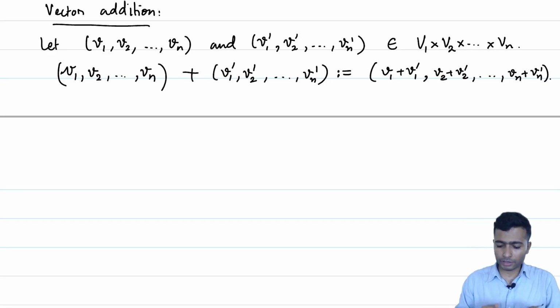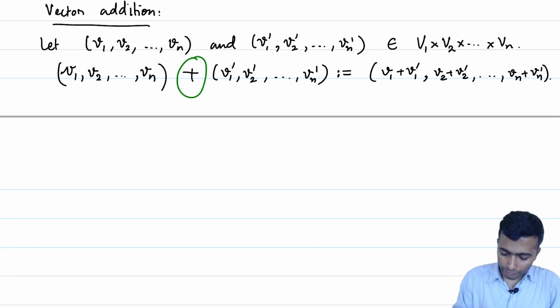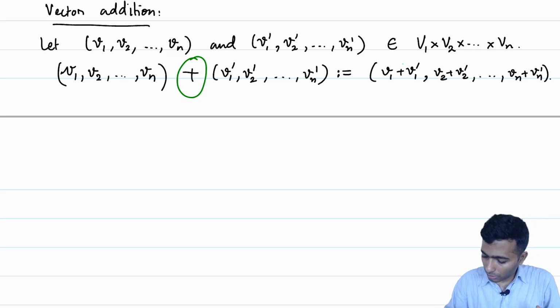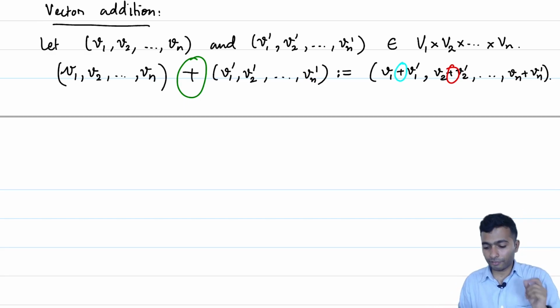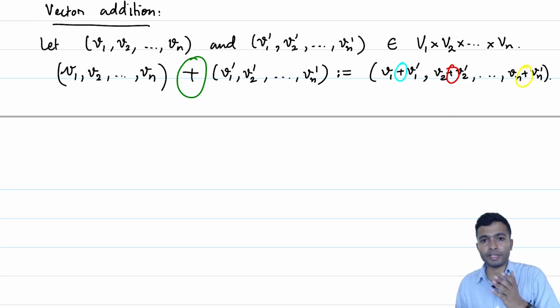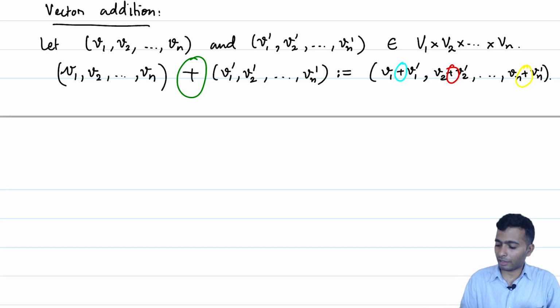I would like to draw your attention to a few things. Let me use some colors. The green, which is being circled, is the operation which we are defining. The blue circle is the operation which we know from capital V1. The red is the operation in capital V2. The yellow is the operation in capital Vn. As you can see, we are using the same plus notation everywhere. The abuse of notation is quite evident.